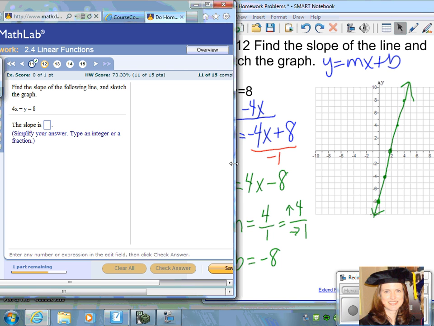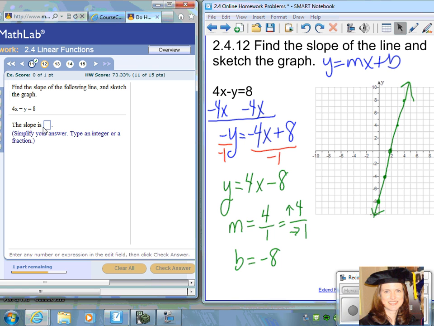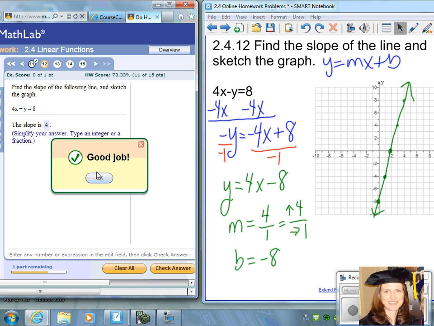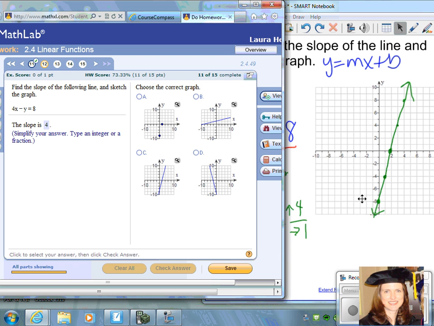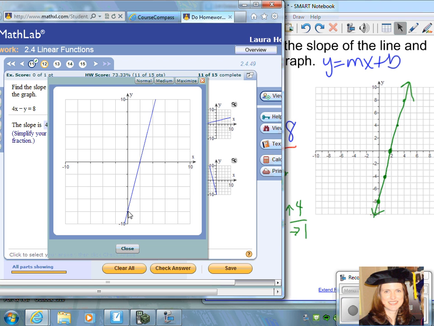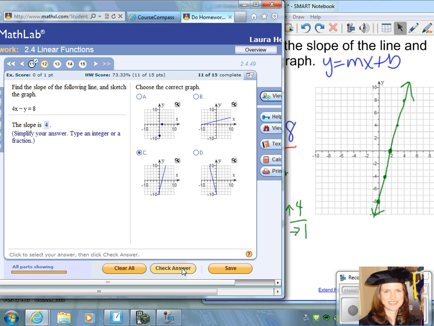Okay, on the homework, the slope of the line is 4. Check your answer. And let's choose the graph that matches ours, where the y-intercept is negative 8 and the slope is 4. It looks like choice C. You can always zoom in if you want to double check. It looks like 8 and it goes up 4 over 1. Check your answer. Good job.